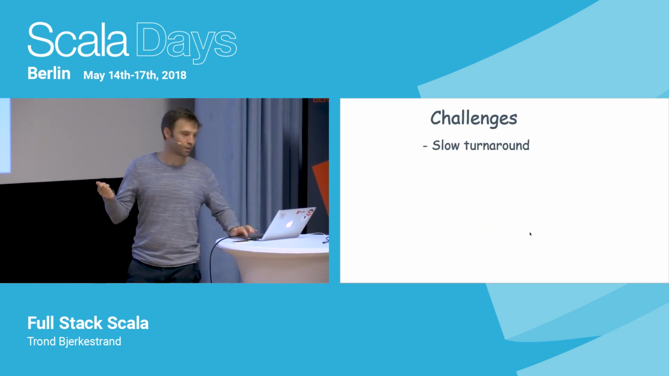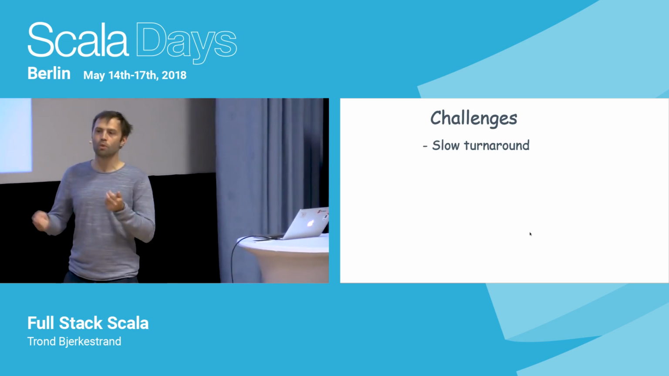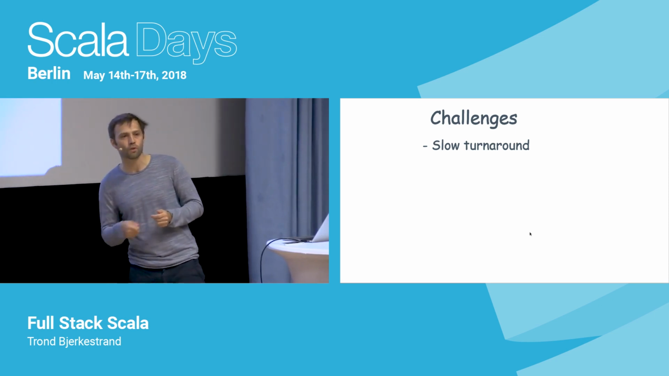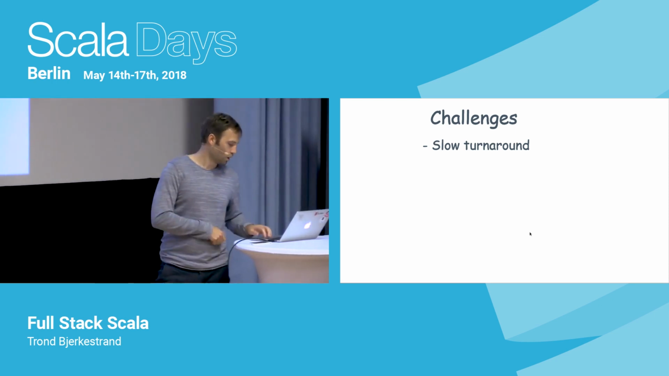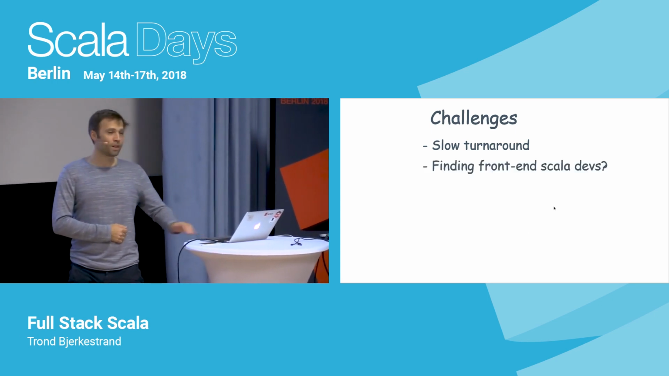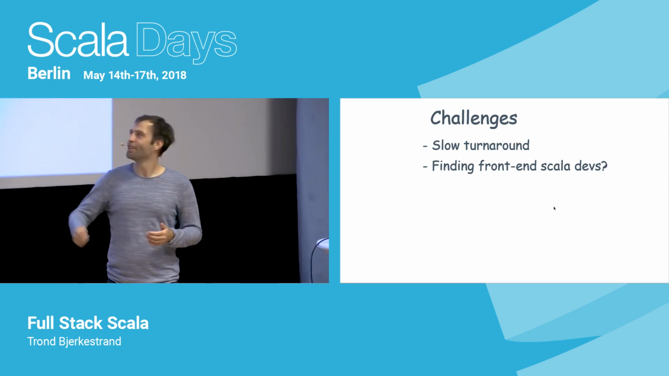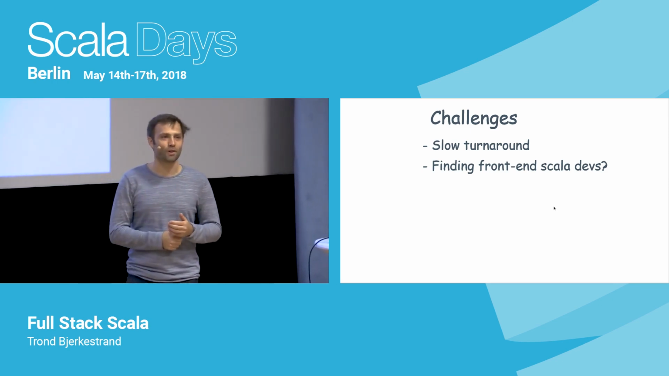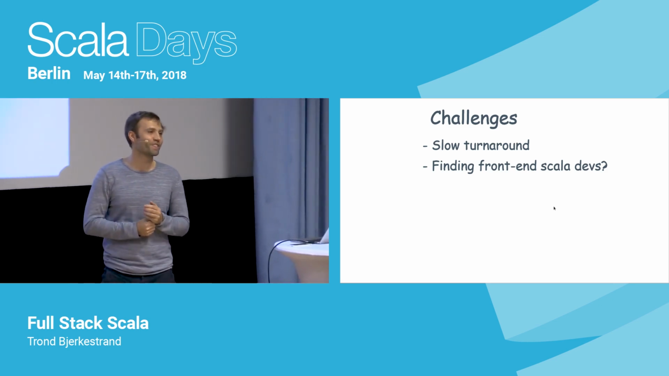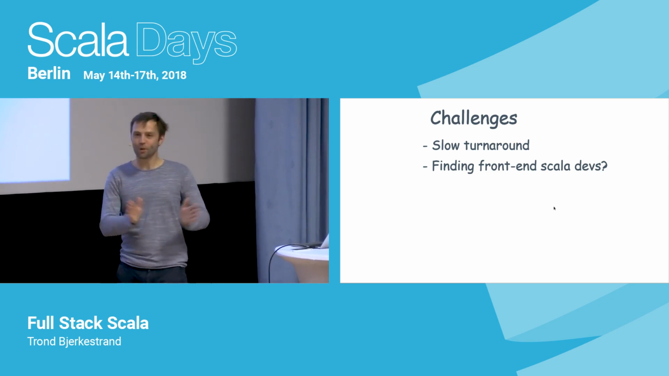Some challenges. Turnaround is a little bit slow, especially when you're always compiling the whole thing. So try to optimize your workflow so that you only use the full opt as little as possible. And then, secondly, maybe this might be the most challenging part, finding front-end Scala developers. I don't know a lot of them, but I kind of like doing these kind of quirks in Scala. So anyway, any questions?